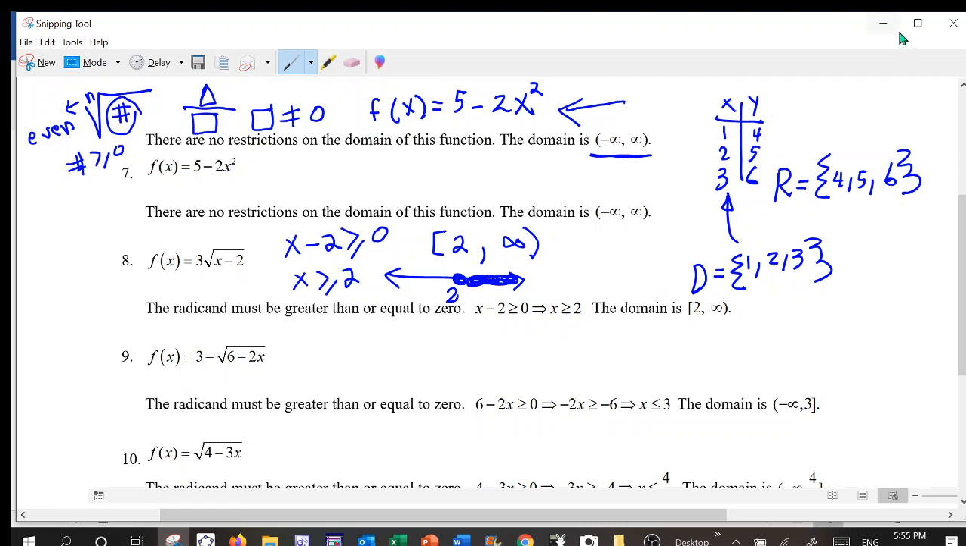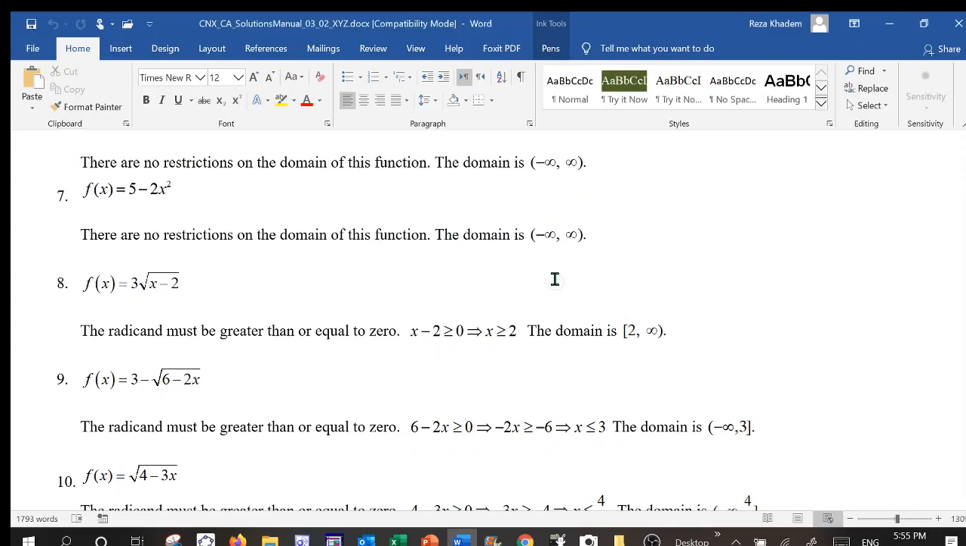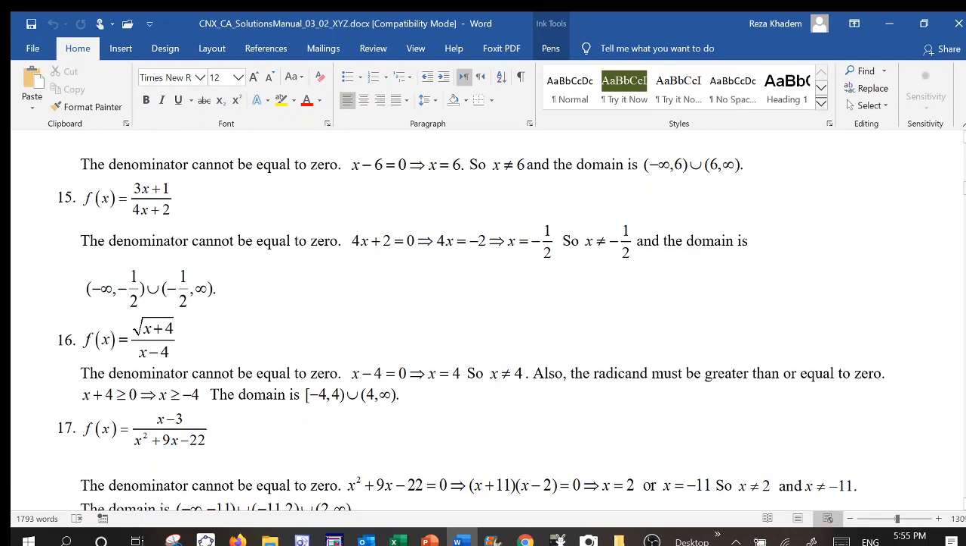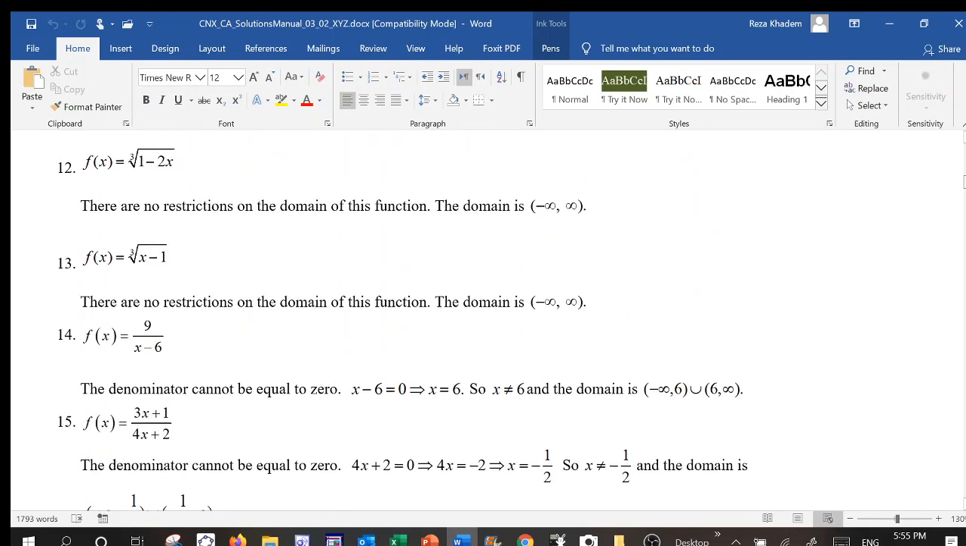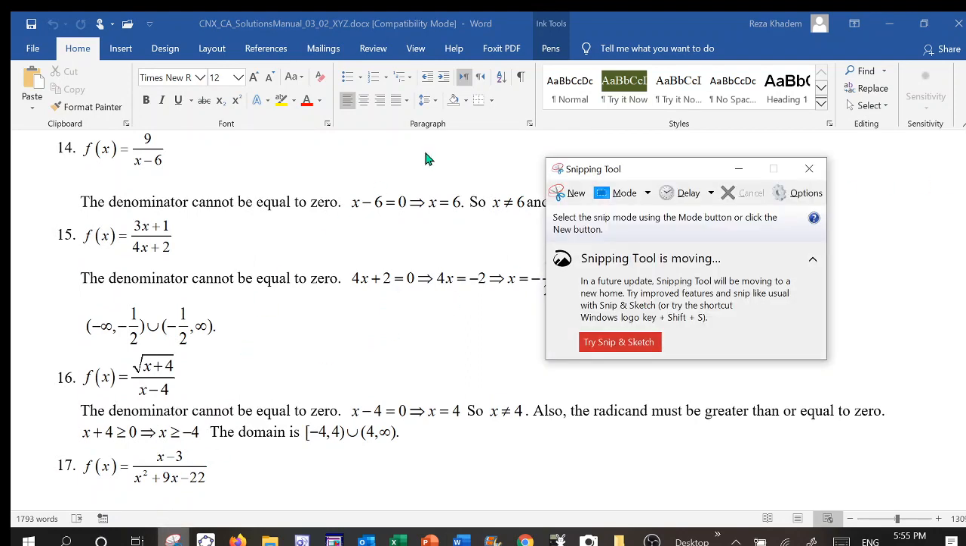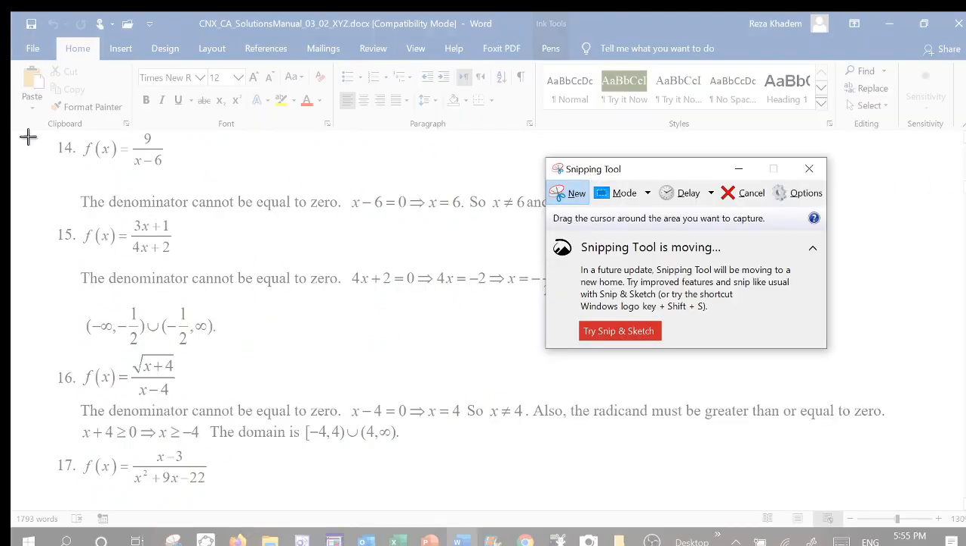Let's do number 14, and we're going to do number 16 as well, so pick both of them. 14 and 16. So let's do both.